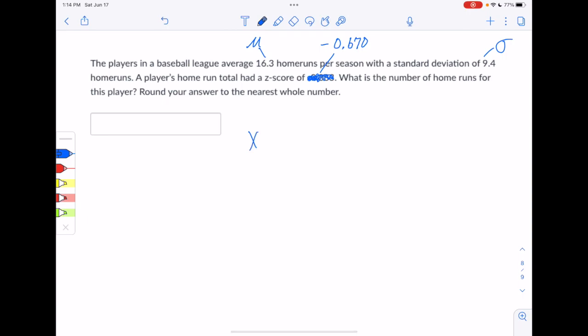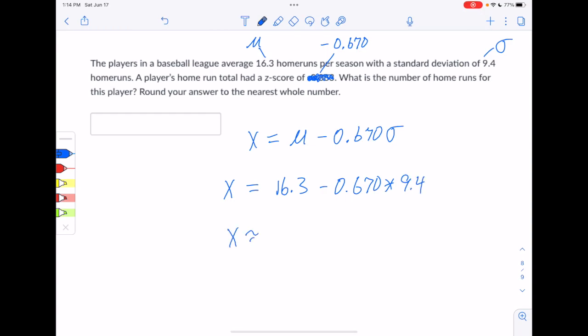So the number of home runs, which would be an x value, is the mean minus 0.670 times the standard deviation. Since a negative z-score tells us we're below the mean, we have to make sure we're subtracting from the mean. Then we plug those numbers in. So the mean is 16.3. We put the z-score, and then we multiply that by the standard deviation, which was 9.4.